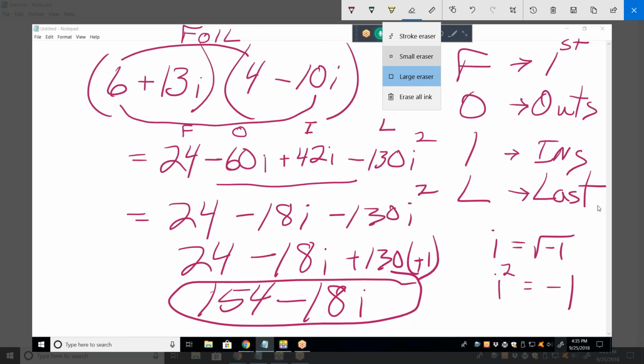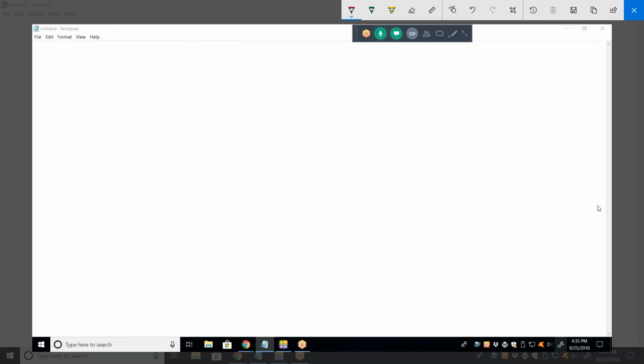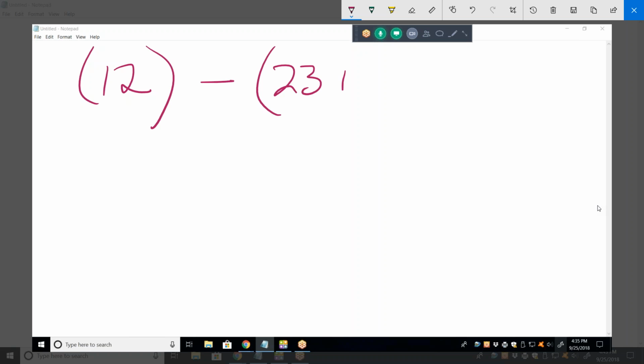And you want me to make up one for division? Or do you have one? Can we do another subtraction one real quick? Sure. Go ahead. Parentheses 12, close parentheses. Minus parentheses 23 plus 13i, close parentheses. Okay.